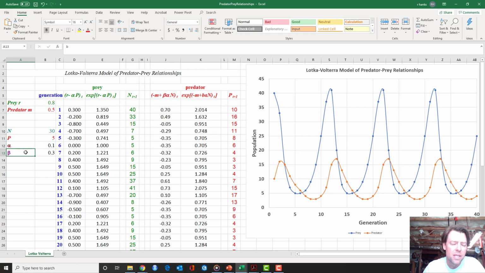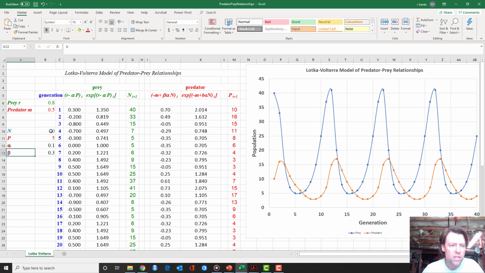And then beta is the conversion efficiency for the predator, in other words, how effective they are at converting their food source into new offspring. So you can imagine that if they have a really high conversion efficiency, it doesn't take as many of the prey species to maintain their population at a level or cause it to increase. So let's take a look at what happens if we change a few of these values.